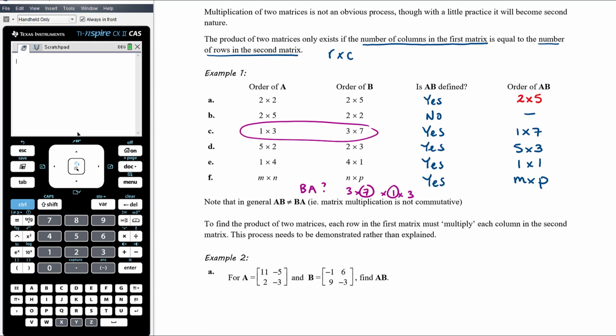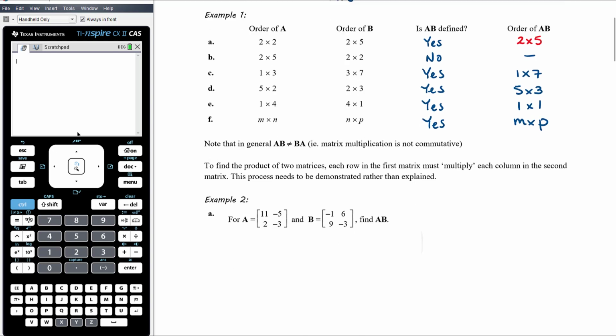So A times B exists, and it gives us a 1 by 7 matrix, and we'll be able to work it out. B times A doesn't even exist. Okay, so it's a whole different thing, and you'll see through the process of calculating the multiplications why you get something very different, and why it's not possible to do if the orders don't match up properly.